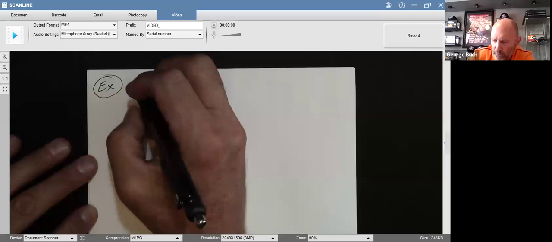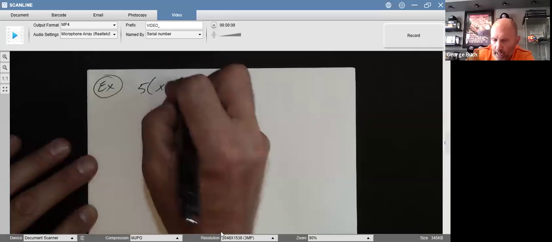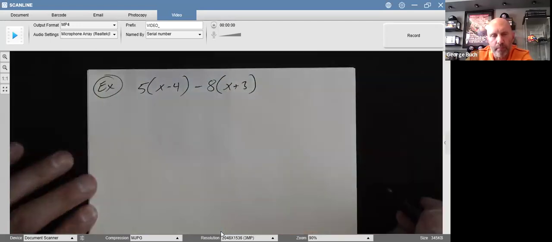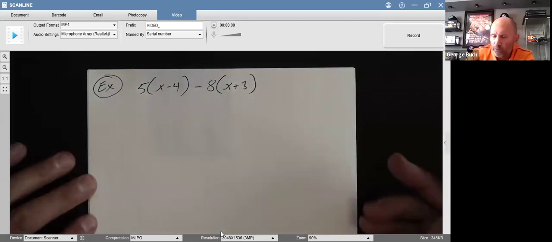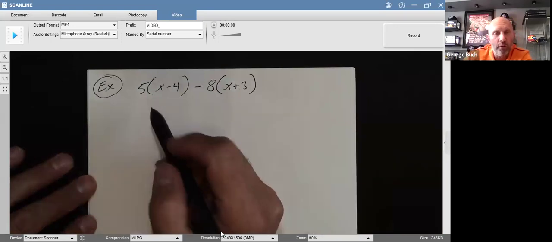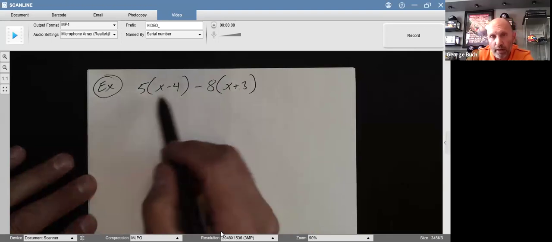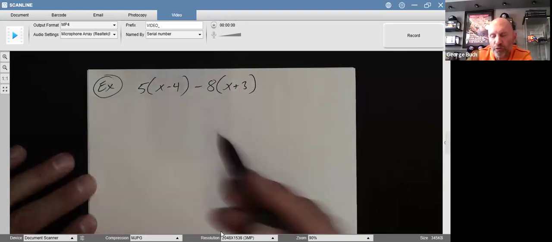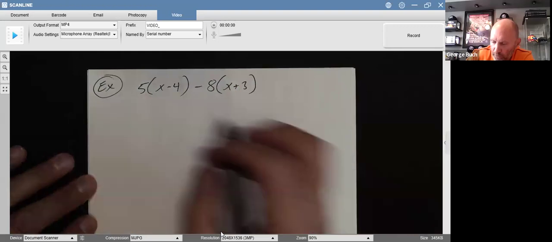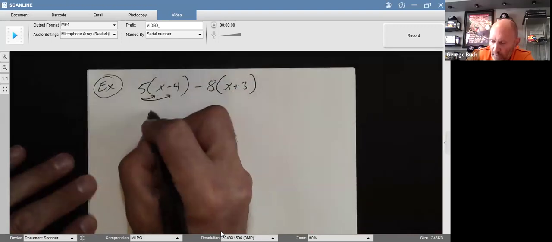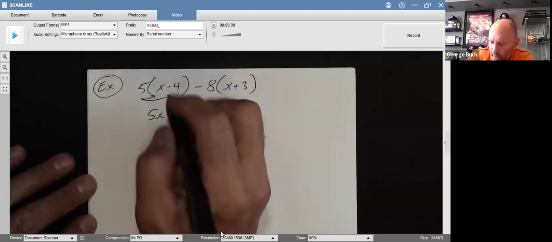All right, so let's say we wanted to add or subtract, and we have 5 times x minus 4 minus 8 times x plus 3. So this kind of goes back to our order of operations. Do what's inside the parentheses, multiply, and then add or subtract. So first, I need to distribute the 5 to both of these. So 5 times x is 5x. 5 times negative 4 is minus 20.